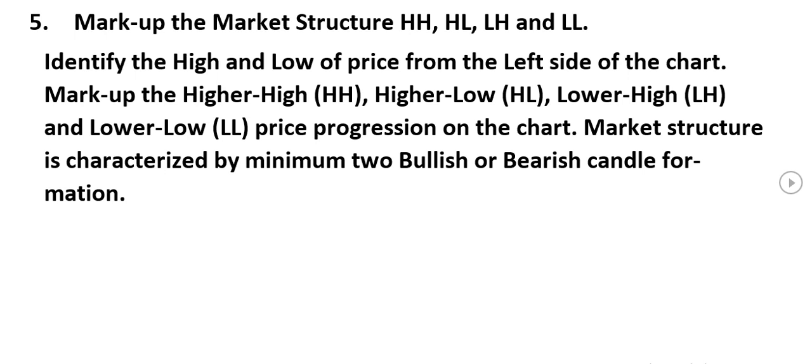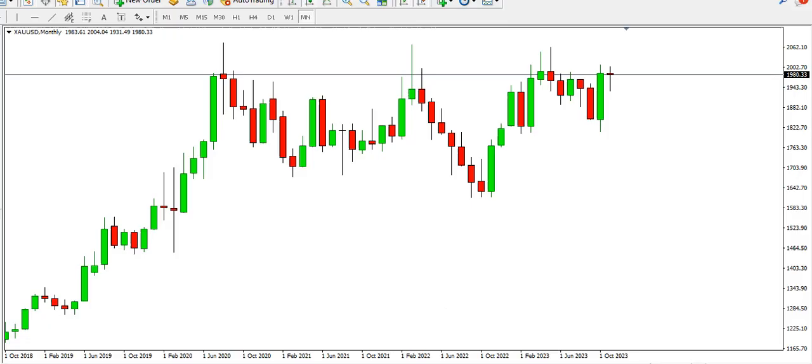Okay, going back to the text, we have that you identify the high and low of price from the left side of the chart. Then you mark up the higher high, the higher low, lower high, and lower low price progression on the chart. Because the market structure is characterized by a minimum of 2 bullish or bearish candles for formation. All right, so going to the charts, we'll start with this side of the chart.